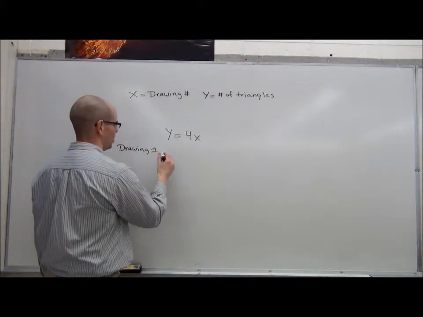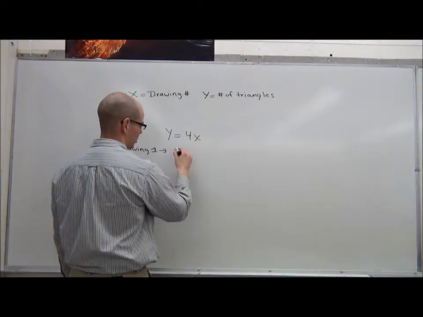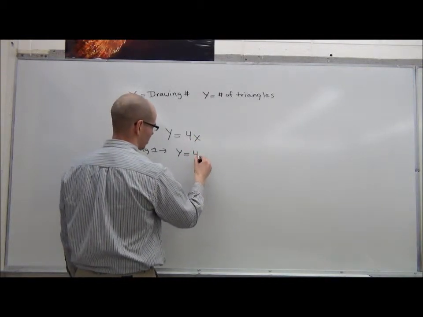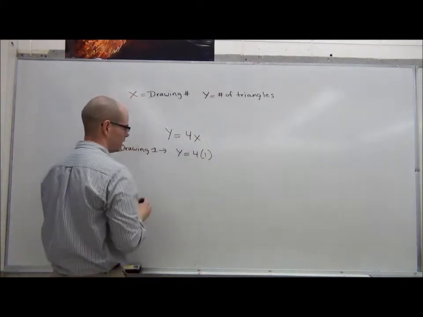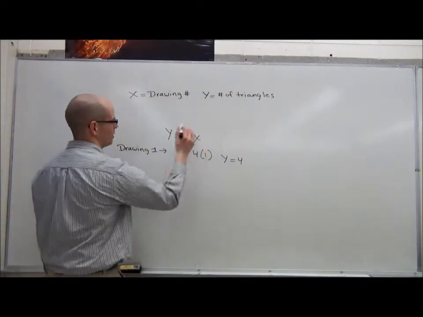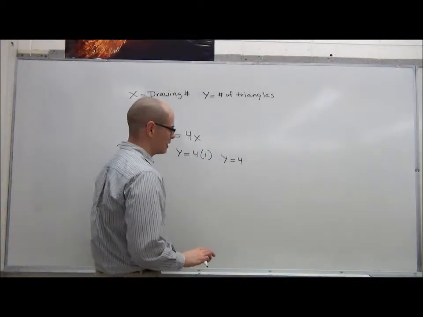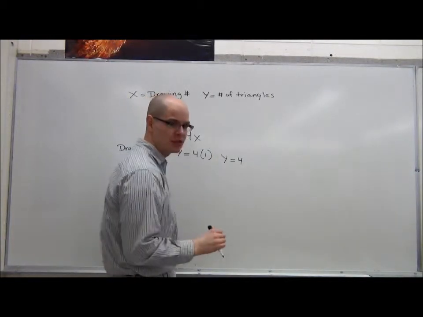So for drawing 1, I'm going to plug a 1 in for x. So I'm going to go y equals 4 times 1. So that gives me y equals 4. Remember, y was the number of triangles. Were there 4 triangles in the first drawing? Yes, so it worked for the first one, but we need to check it for the other ones.